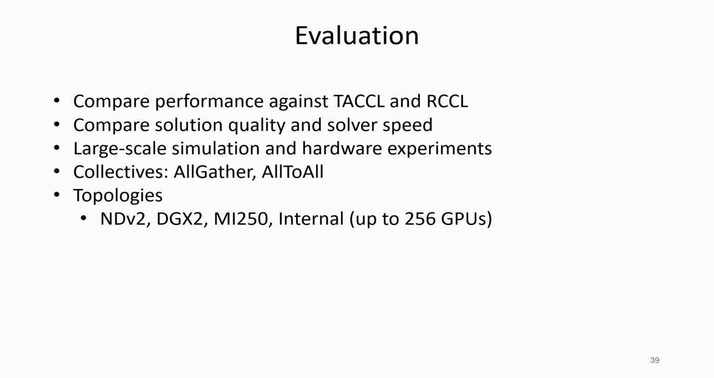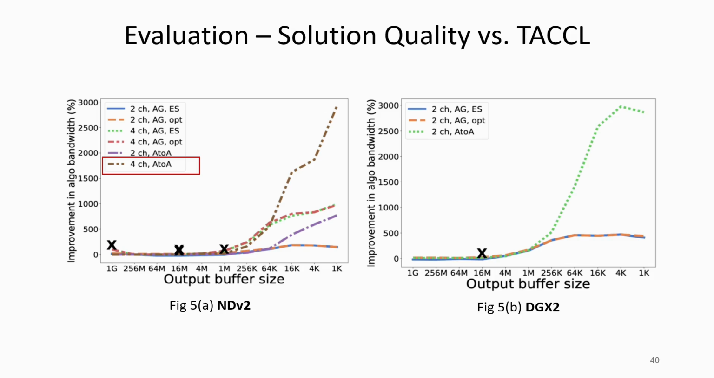So we are doing AllGather and AllToAll with commodity topologies and our internal topologies up to 256 GPUs. For our solver quality, the y-axis is our improvement over TACO, the previous state-of-the-art, and the x-axis is our output buffer size, basically the data size to transfer. So TACO performs the best when there are more chassis, when the topology is larger, and it performs this with AllToAll architecture, probably because AllToAll is more natural to traffic engineering.